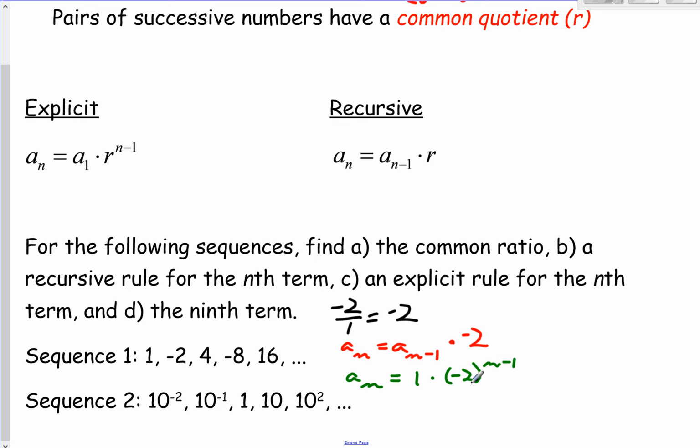And the negative 2 does have to be in parentheses here, because I'm raising all of negative 2 to that power, not just the 2. And so then my ninth term would be 1 times negative 2 to the 8th. And negative 2 to the 8th is the same as 4 to the 4th, so that would be 256.